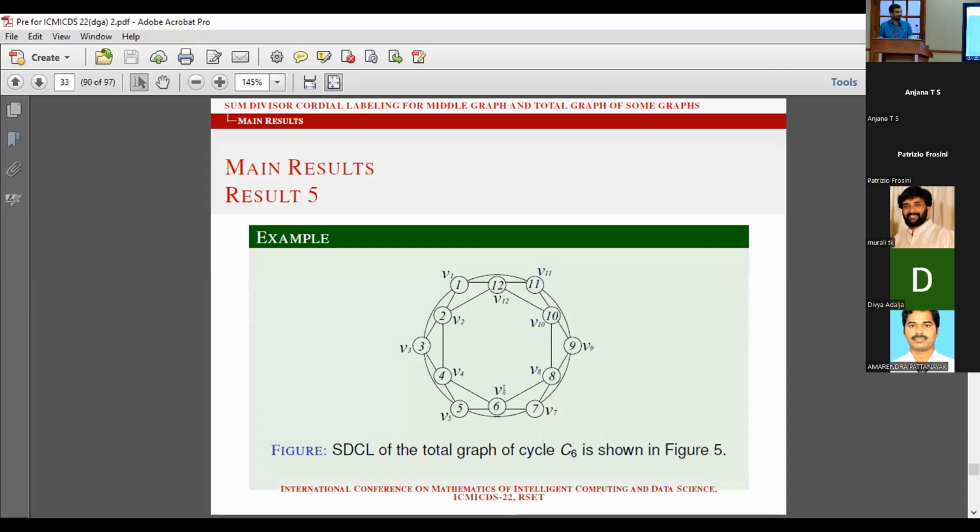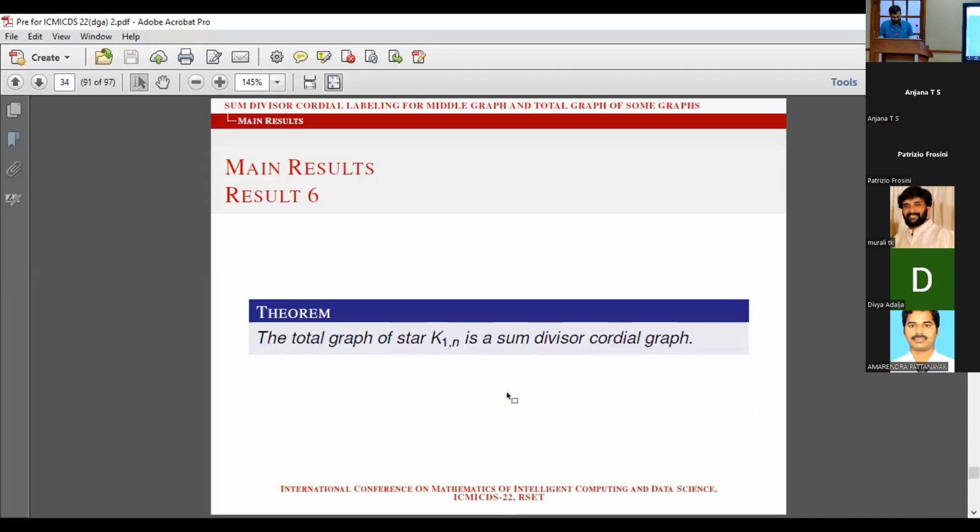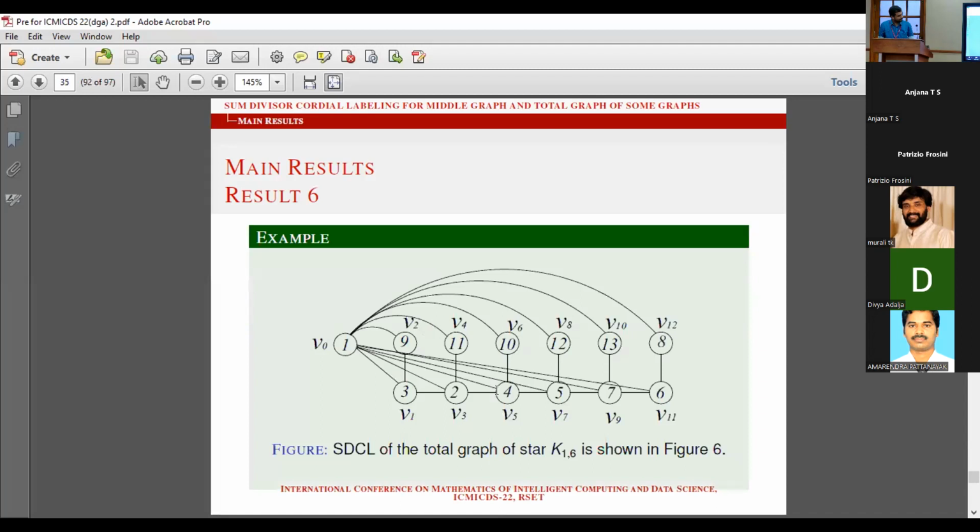One example of total graph of cycle, and we have one more result. This one is the last result: total graph of star, which is a sum divisor cordial graph. This is the example of total graph of star.